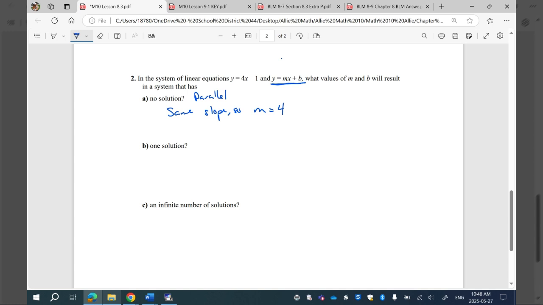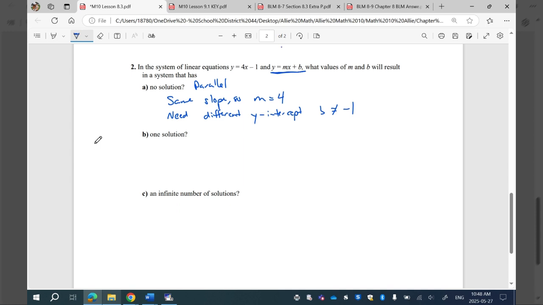But they need to not be the exact same line, so we need different y-intercept. So b cannot equal -1. Because if we had the same slope and we had the same y-intercept, then we would just have the same line, and we would have down here an infinite number of solutions.